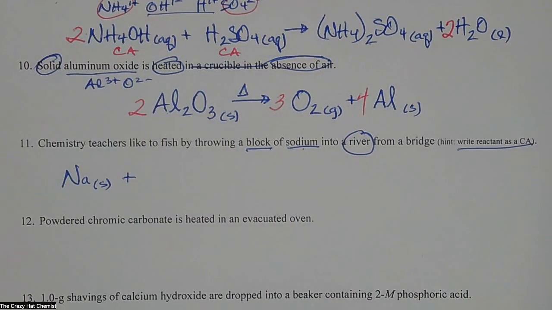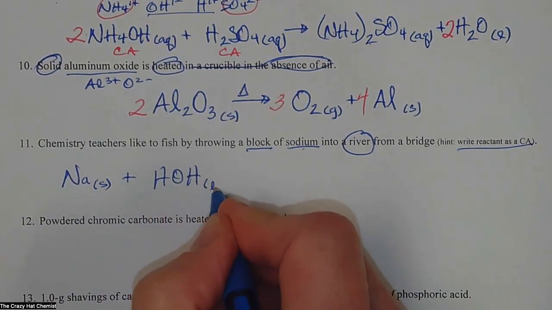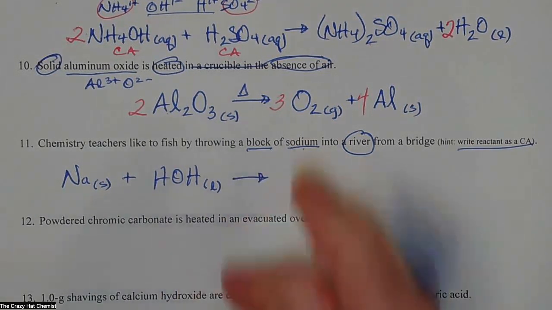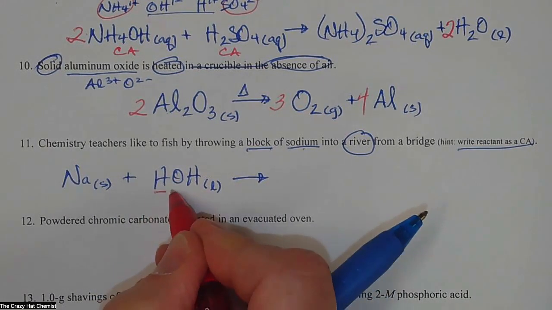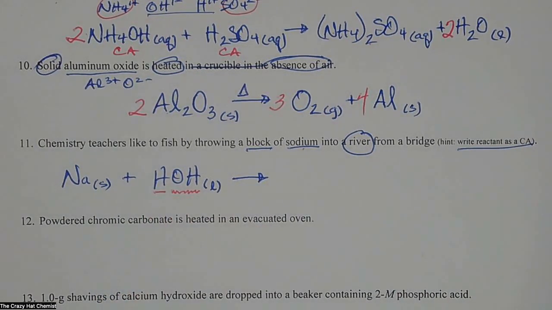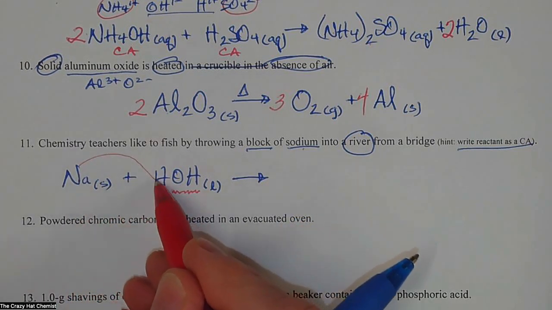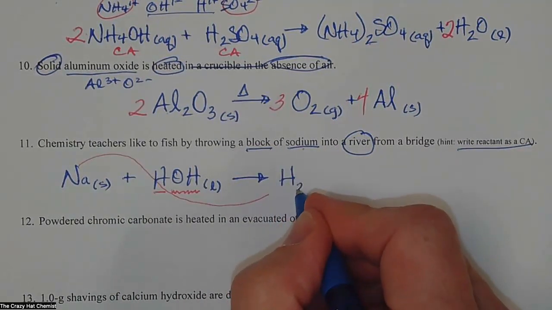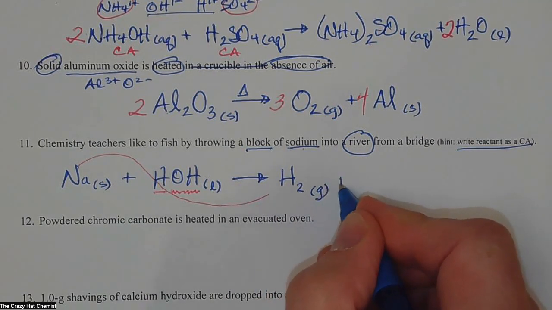What's the formula for water when it's a compound? That is HOH, and that is in the liquid state. That's not following solubility rules, by the way. This is a single displacement reaction, okay? And I'm going to underline the cation, put a squiggly underneath the anion so that you can see that as this single displacement reaction goes, the sodium will displace the cation. And now you will have hydrogen all by itself. Because hydrogen is a diatomic, that's why that's a 2. And the standard state of hydrogen is a gas.